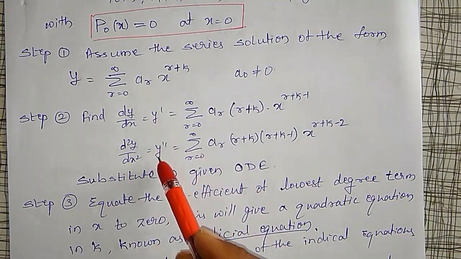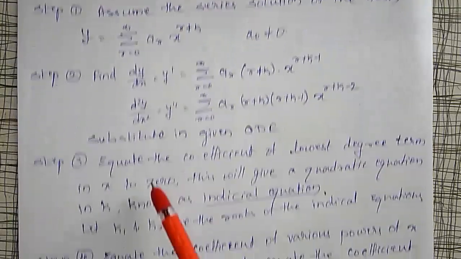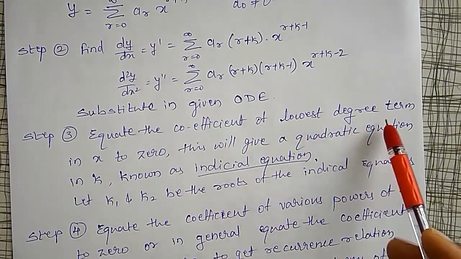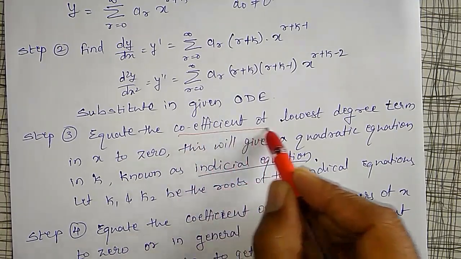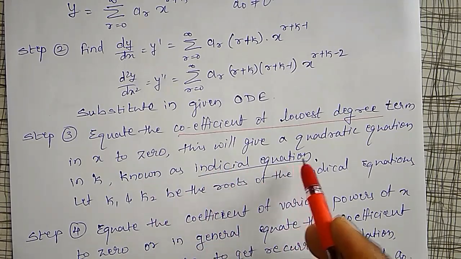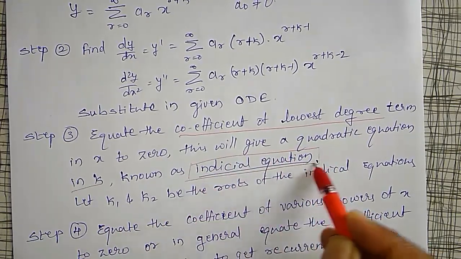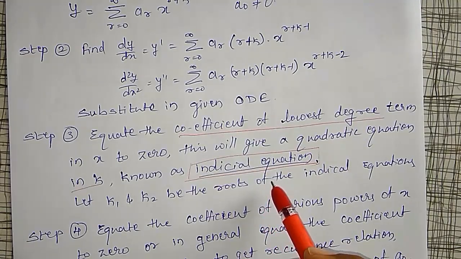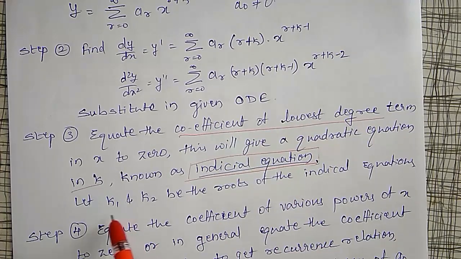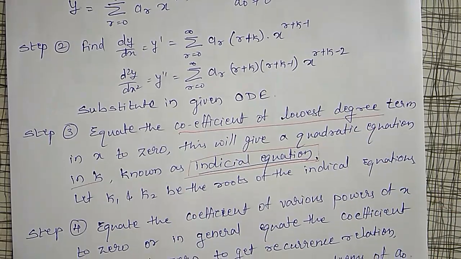Substitute these y dash and y double dash in the assumed differential equation. Then equate the coefficient of the lowest degree term, very important, to 0. This will lead to a quadratic equation in k that is known as the indicial equation. If it is a quadratic equation in k, then that equation has two roots. Let k1 and k2 be the two roots of that indicial equation. This is what I get by equating the lowest degree power to 0.